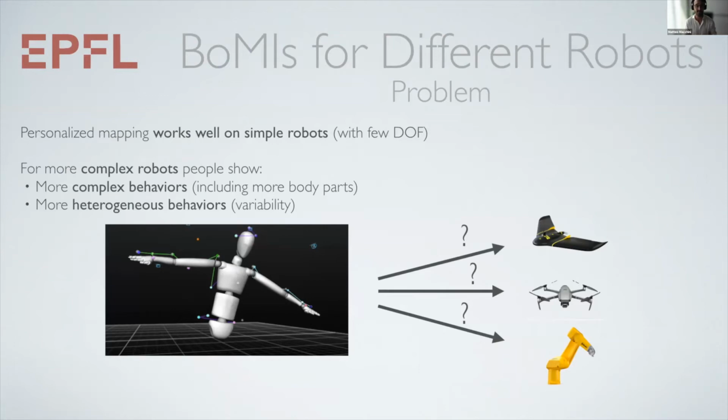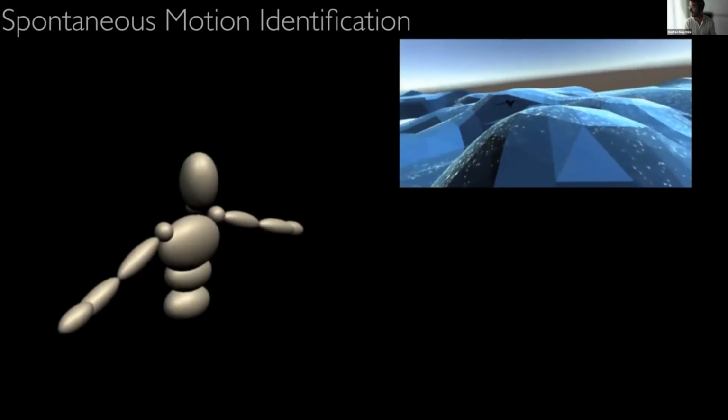And the problem with this is that people show more complex behavior, so they move more body parts at the same time, and also more heterogeneous behavior, meaning that from one person to the other, you see a lot more differences in how they move compared to what we've seen before for the fixed wing. So this is an example of the motion identification protocol for this kind of robot.